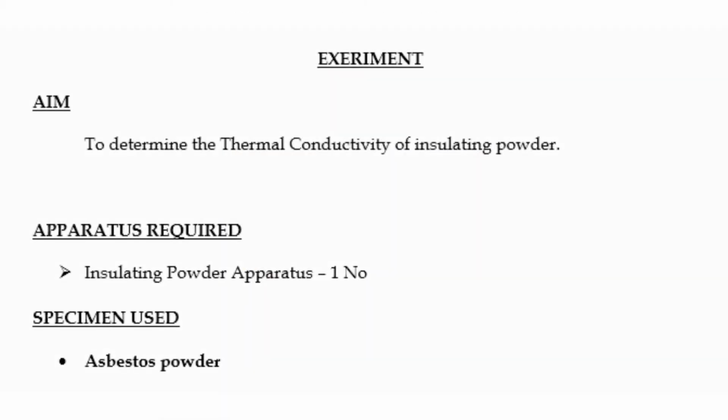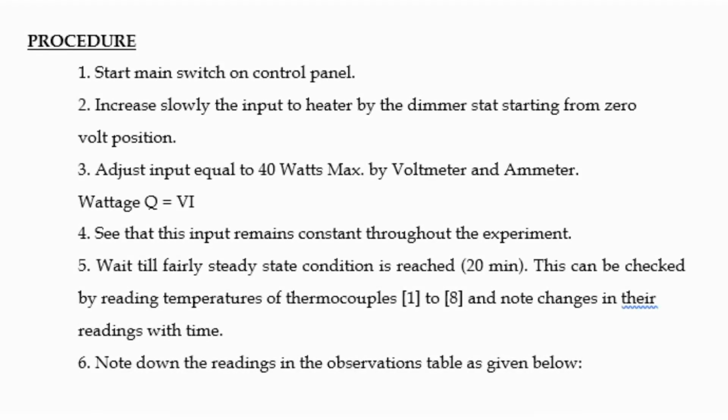The aim of this experiment is to find out the thermal conductivity of insulating powder. The apparatus required is the insulating powder apparatus, and the specimen we are taking is asbestos powder. Have a glance at the procedure. We will see it in detail.